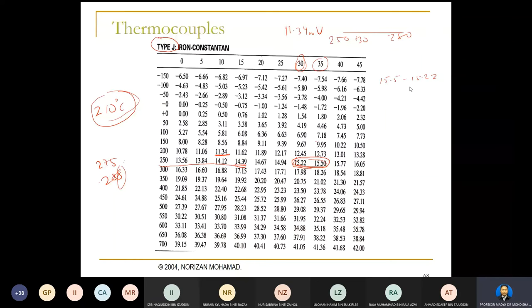And then multiply by 8, plus, so the answer will be 0.224, and then plus 15.22. That's why the answer is 15.44 millivolt. Because from this one, we know the range from 30 to 35 is 5, sorry, it's not 10. So 15.5 minus 15.22 divided by 5, multiplied by another 3.